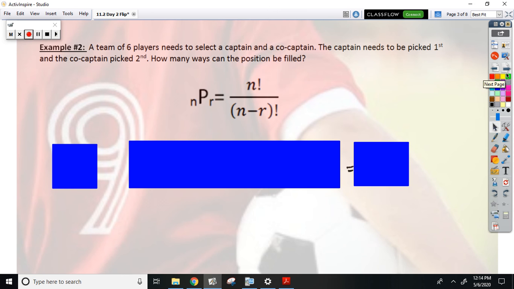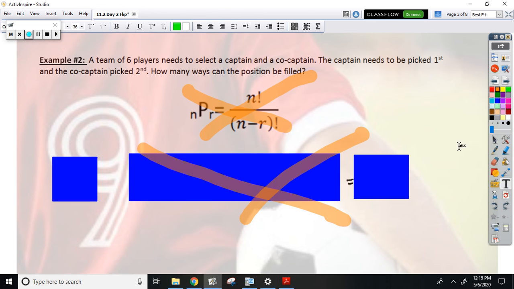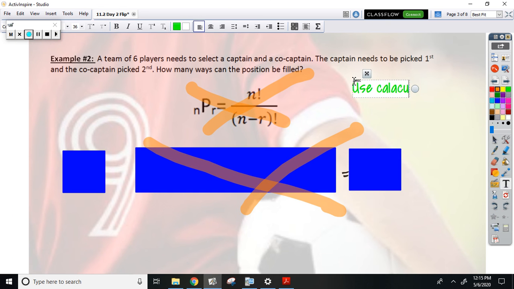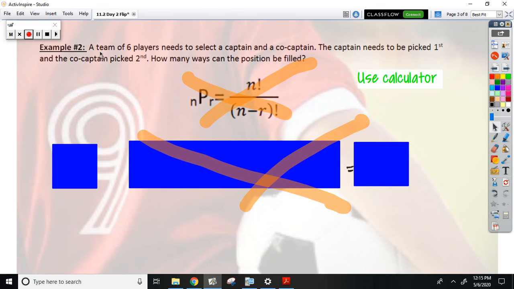All right, now for our word problems, actually I'm going to say let's go ahead and skip the formula part of it. Let's just use our calculator to do these word problems. So a team of 6 players needs to select a captain and a co-captain. The captain needs to be picked first, and the co-captain needs to be picked second. So the order in which you're selected matters because you're either the regular captain or you're the co-captain. How many ways can this position be filled?